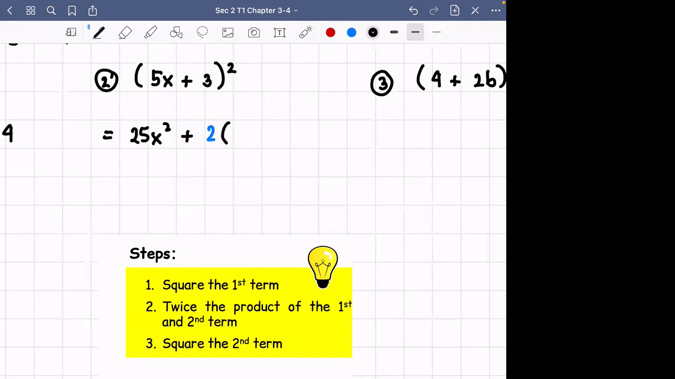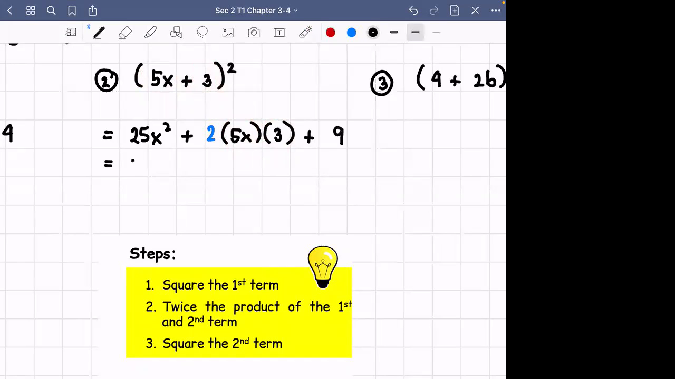So the 2, first times what? 5x, 5x, times 2 is 30. Again, twice the product of the first term and the second term. That's how I got those. And then plus. So the last step is to square the second term. So what is the square of 3? I think everyone knows that. It's simply 9. So let's finalize the answer.